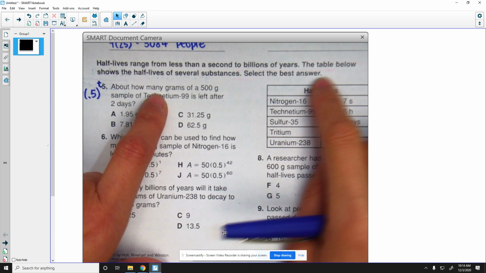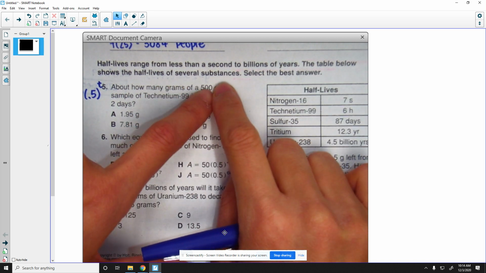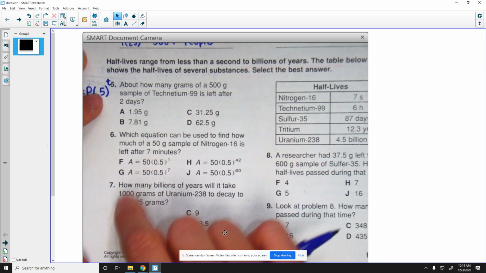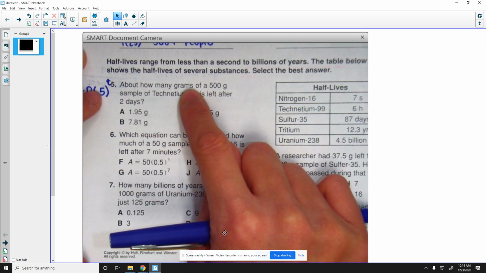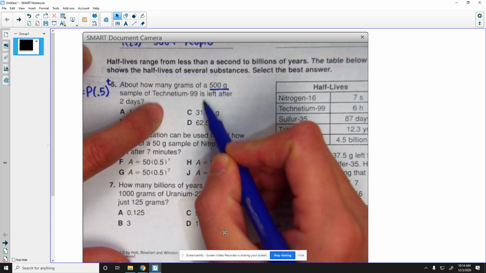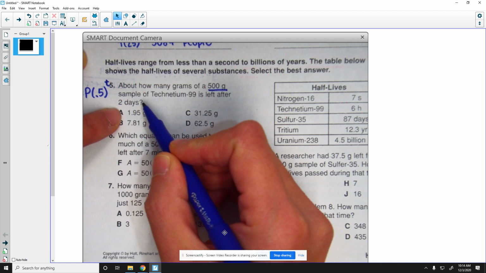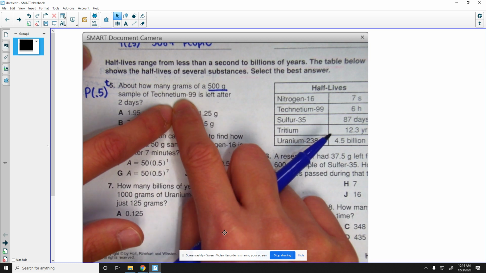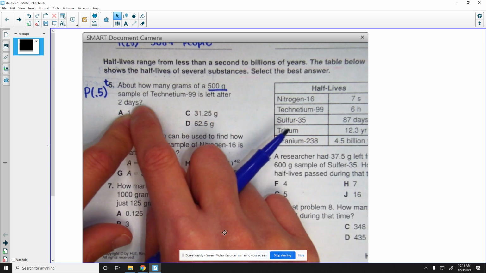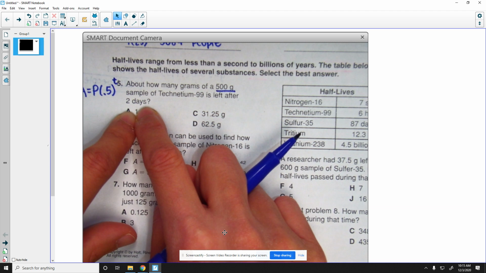All right, the table below shows the half-lives of several substances. Select your best answer. So for number 5, about how many grams of a 500-gram sample of technetium-99 is left after 2 days? So they're saying, I have technetium-99. I have 500 grams of it. How much of the 500 will be left after 2 days?